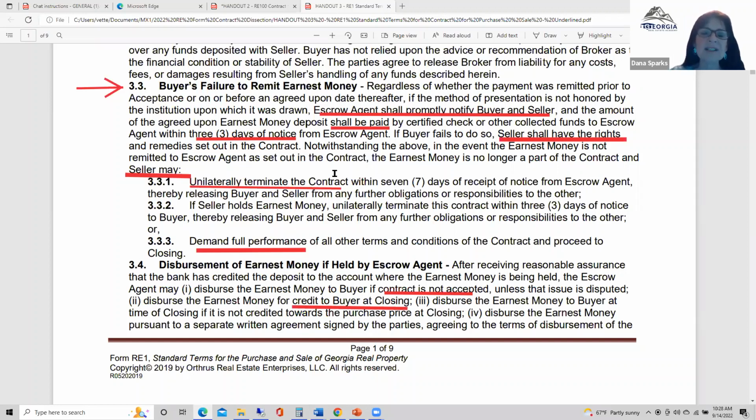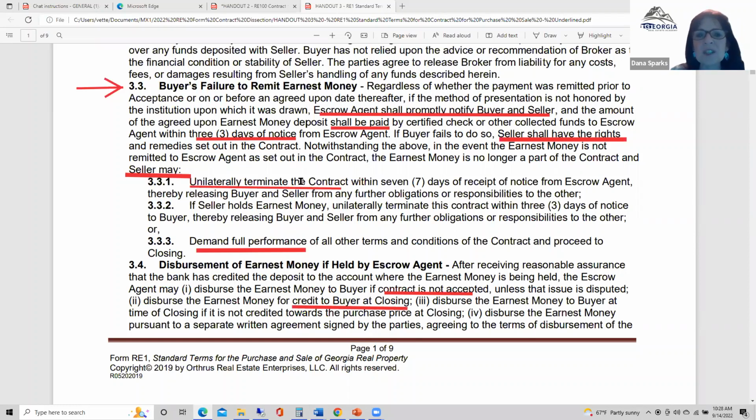Or the seller can say, you know what, that's fine. There's no earnest money in the deal. We're going to go to closing, but that amount of earnest money is just going to be additional cash that you're going to have to bring at closing. Why on earth would a seller do that? Well, there are many sellers that do that.